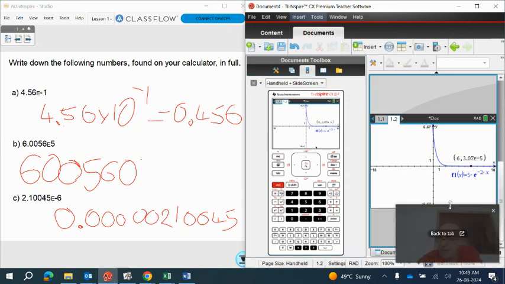Notice here, the answer to this question is not 3.07. I see that quite a bit on some of your exam papers. You feel you're doing well, but you forget the smallest of details. That's going to be 0 point, and then we're going to have 4 zeros. So 0, 0, 0, 0, 307.